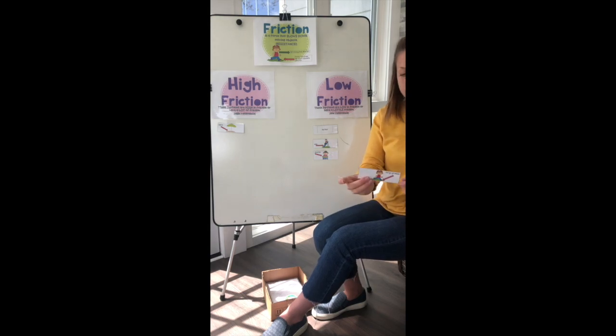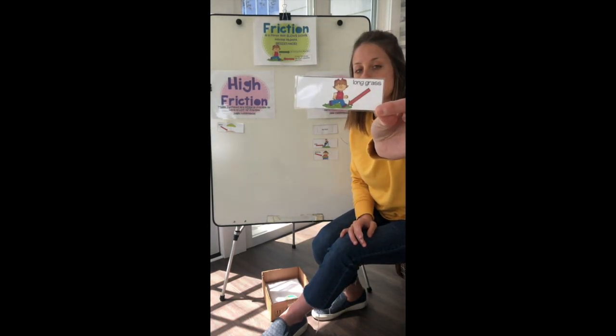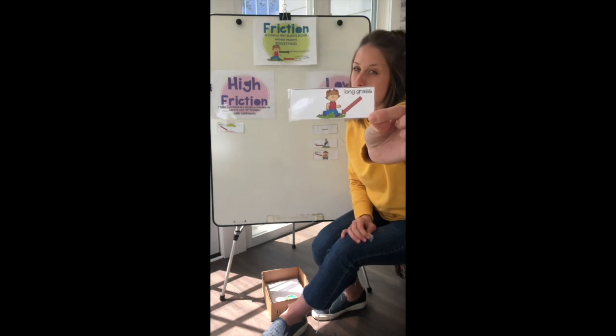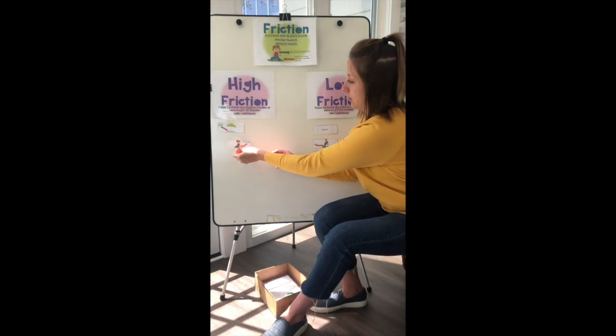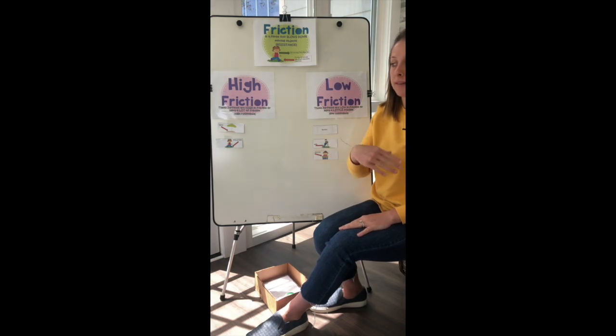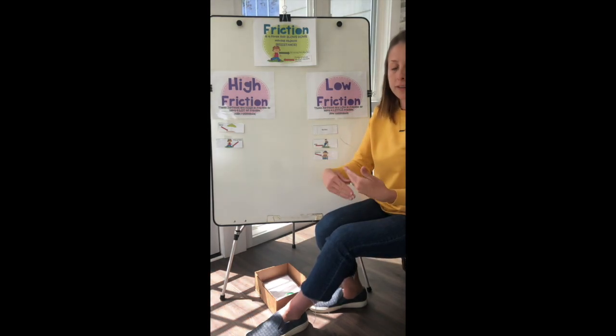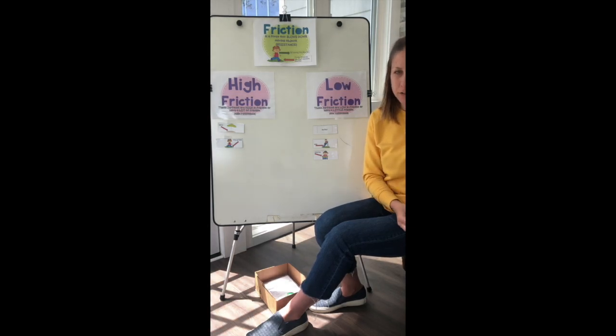Okay, next is long grass. It looks like there's a girl running in the long grass. High friction or low friction? The answer is high friction. Think about if you were playing kickball and you kicked a ball across the grass. It doesn't go very far. Eventually it's going to slow down and stop because long grass is going to have some friction with the object.